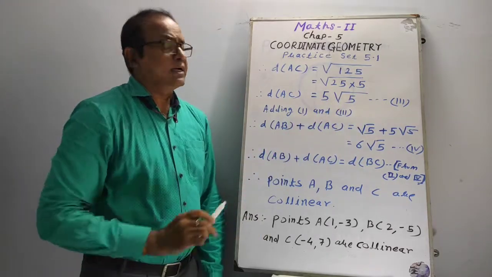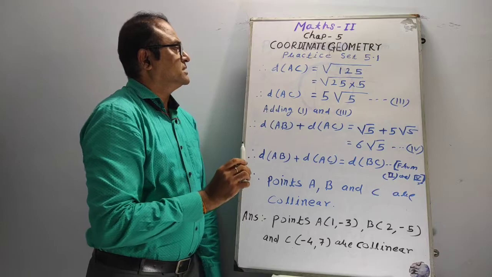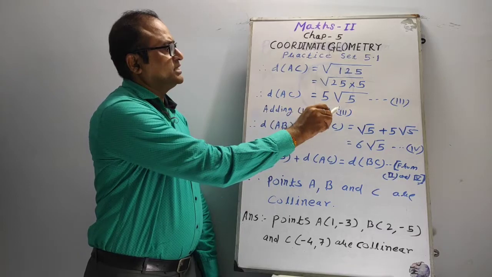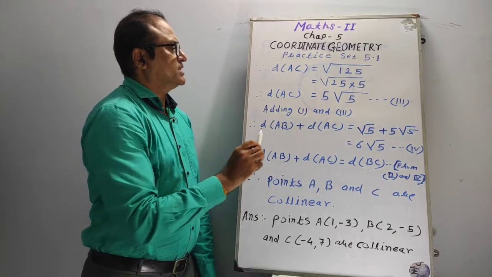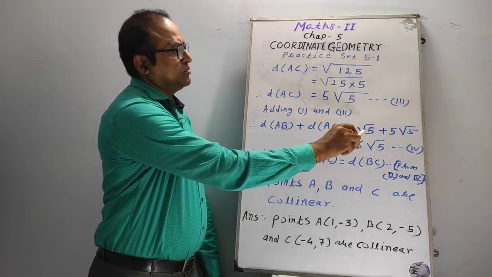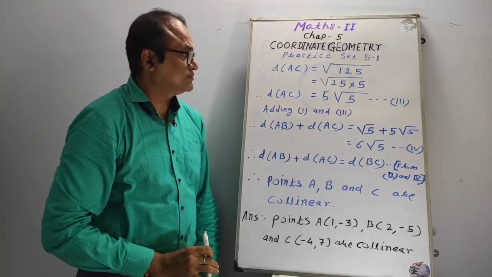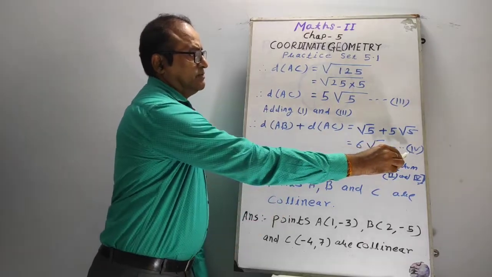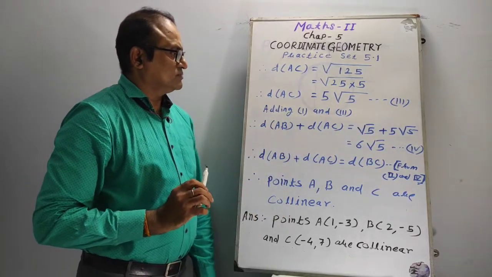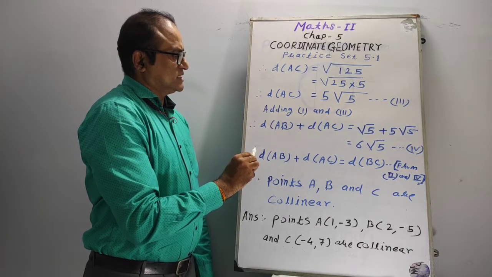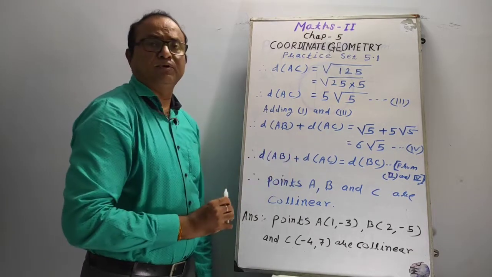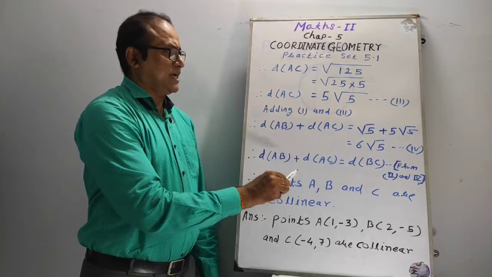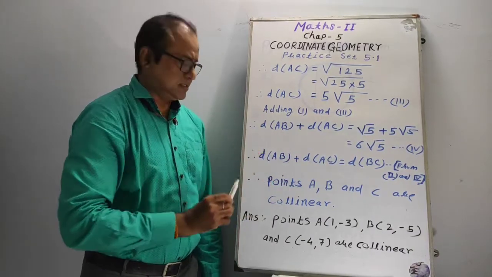In all three distances, distance BC is the greatest. Therefore, adding the first and third, distance AB plus distance AC is equal to root 5 plus 5 root 5, which is equal to 6 root 5. Therefore the sum of distance AB plus distance AC is equal to distance BC. Therefore, points A, B and C are collinear.